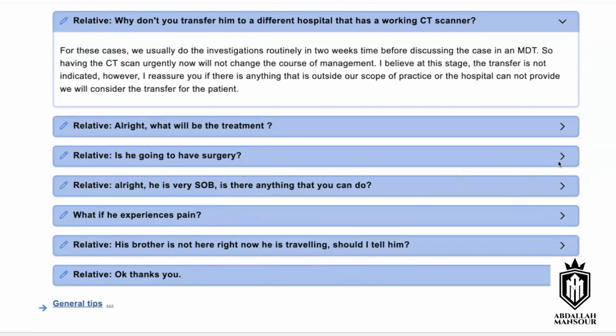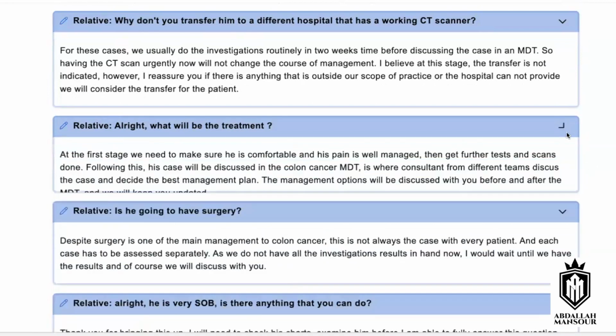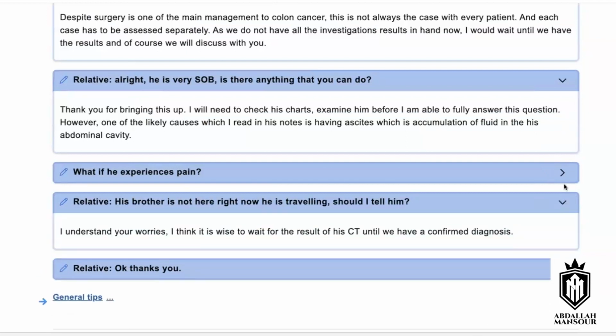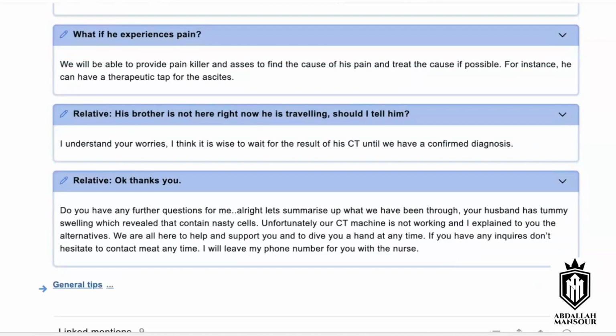Fine. Okay. You said about the short-term support that you're going to do something like a tap for him. Is that correct? Yes. As I've mentioned before, I've seen in the notes that we're going to do a therapeutic tap. That means the excessive fluid we're going to remove from the tummy. All right. Okay. Thank you.